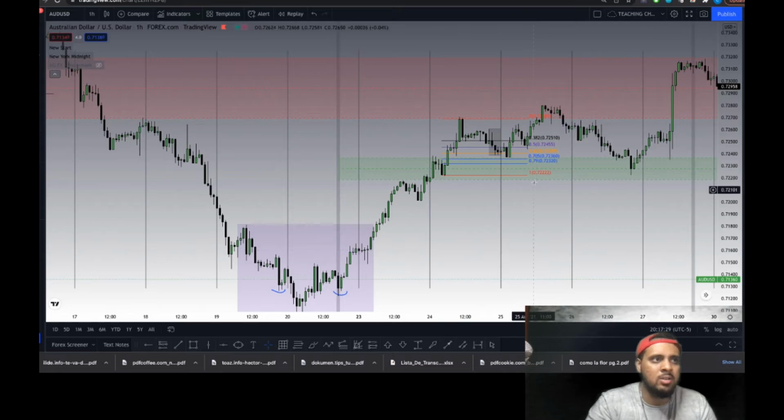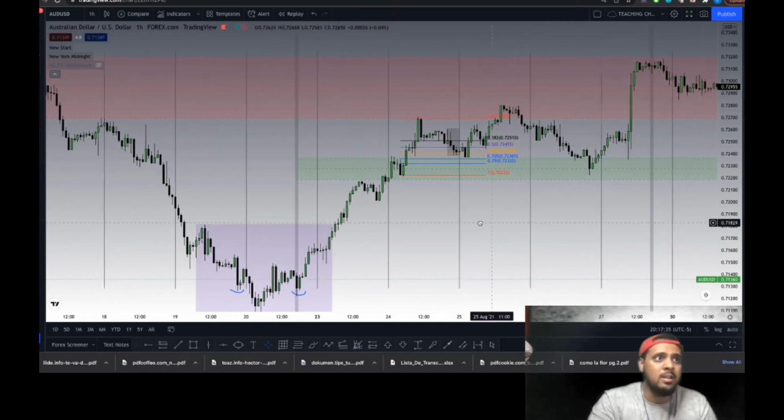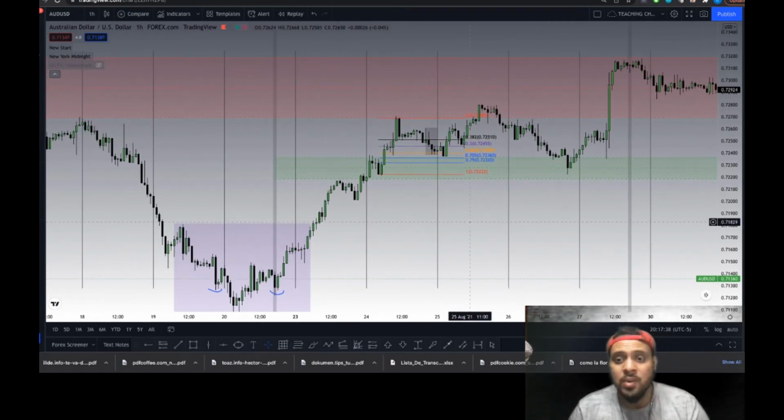Do we get optimal trade entry? Yes, we do. Do we get a 50% entry in New York? Yes, we do. All right. Remember, that's the strategy in continuations. It's very simple. You want to see price run away from equilibrium, or you want to see it hit the discount levels of the Fibonacci, and it's a continuation.